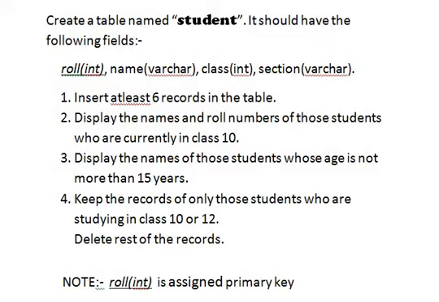The second part says display the names and roll numbers of those students who are currently in class 10. Third part says display the names of those students whose age is not more than 15 years. And the final fourth part says keep the records of only those students who are studying in class 10 or 12. Delete rest of the records. Now there is a note which says roll, which is of integer type, is assigned primary key.